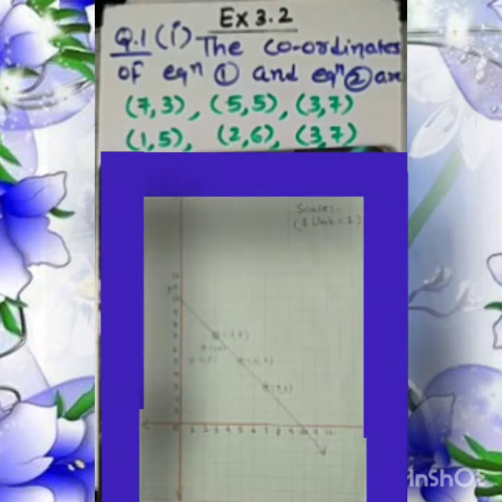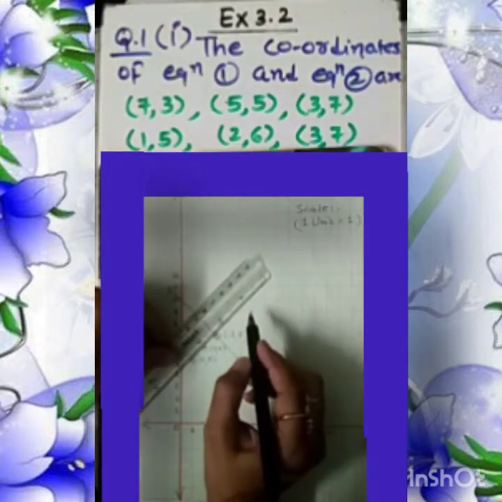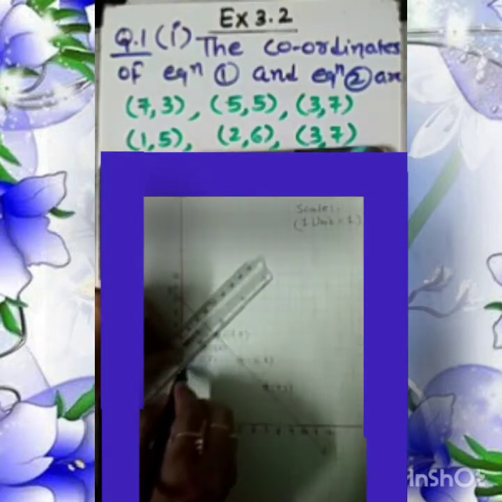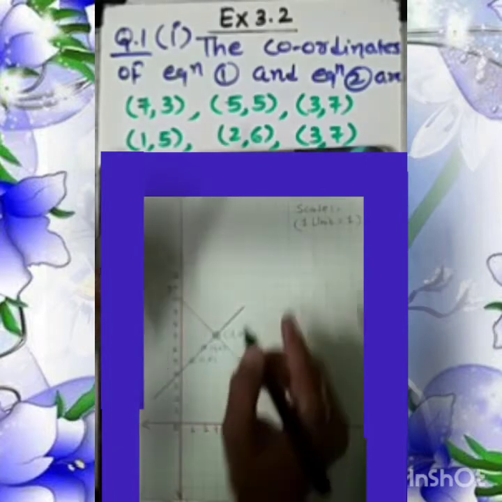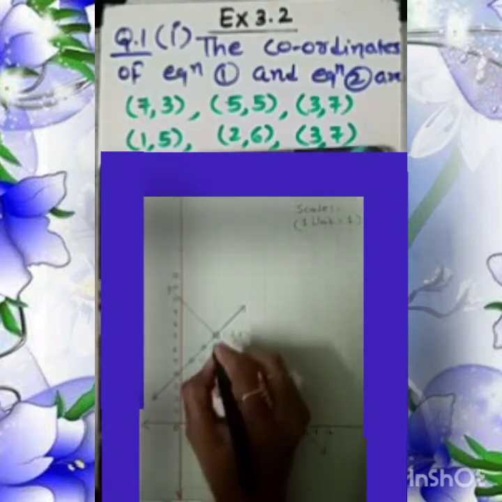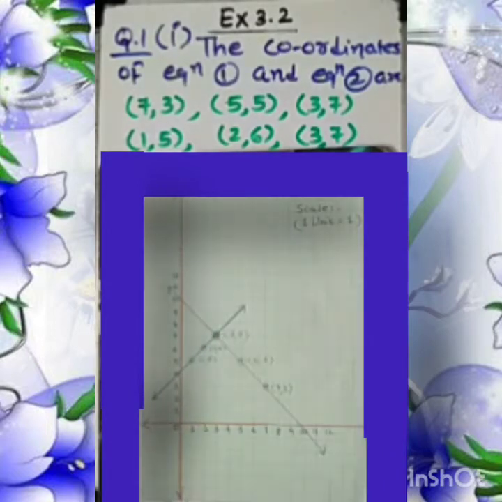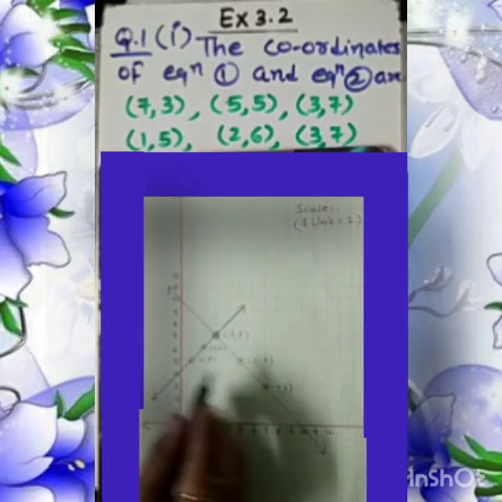Now if we join this line, what will be the result? Just observe here. If I extend this line, the result will be like that. See, I'm joining and extending this line. Both the lines are intersecting. They are meeting at 3 comma 7, this point. So that will become the intersecting point, and that is the solution that we call the solution of both of these equations.